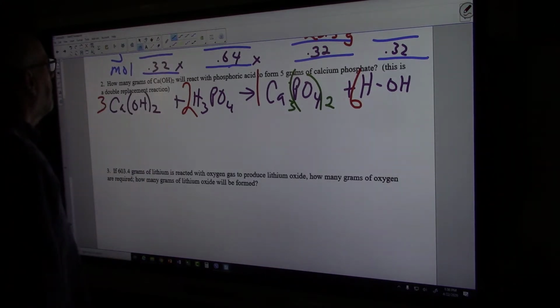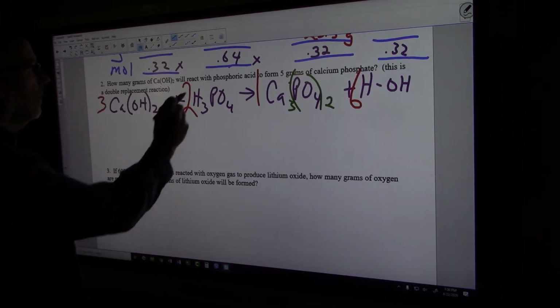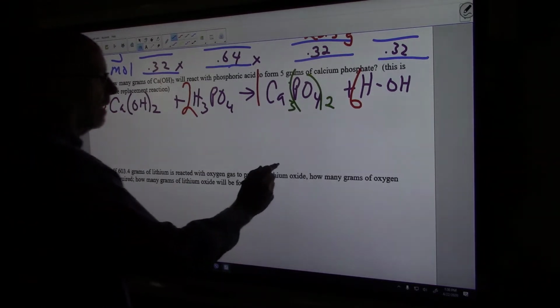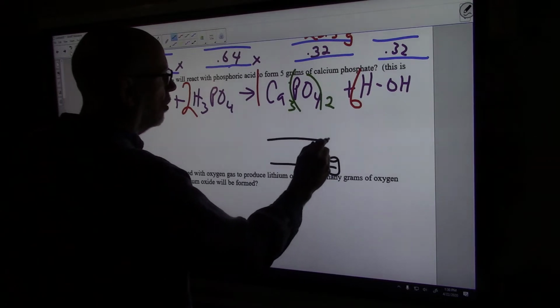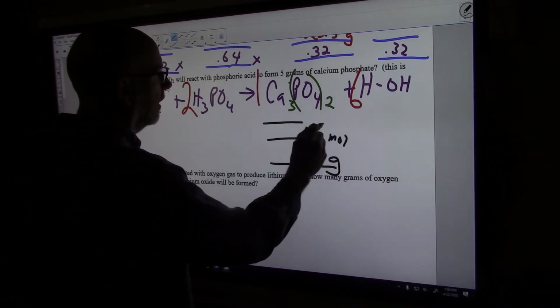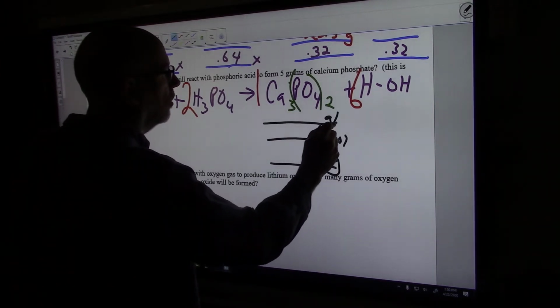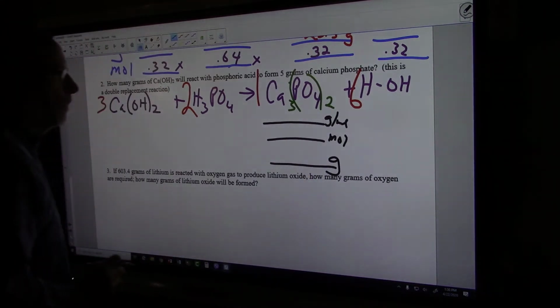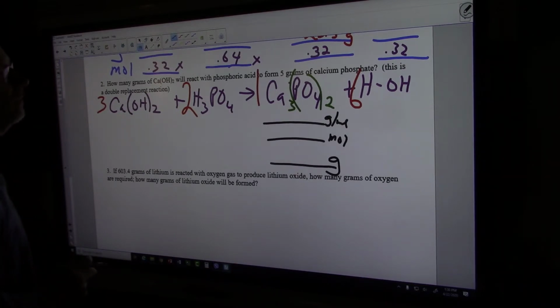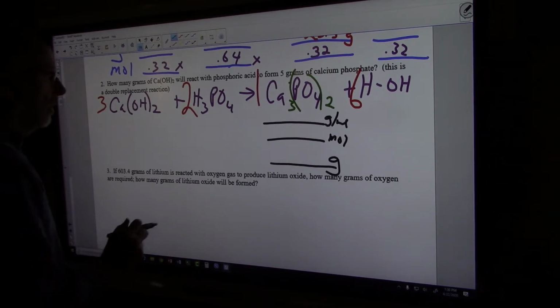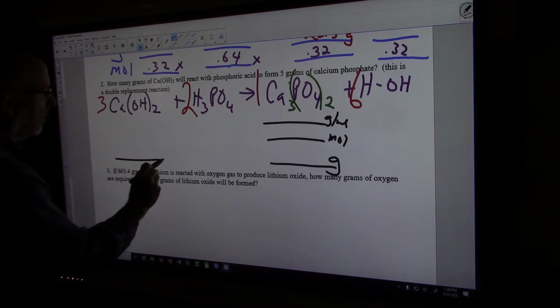Boom. How many grams of CaOH2? I want the grams of this, right? So I want to get the grams of this. To do that, I'm going to have the moles of this. To get that, I've got to have the molar mass, the grams per mole. How many grams of this will react with phosphoric acid to form 5 grams of calcium phosphate? Calcium hydroxide. Okay.